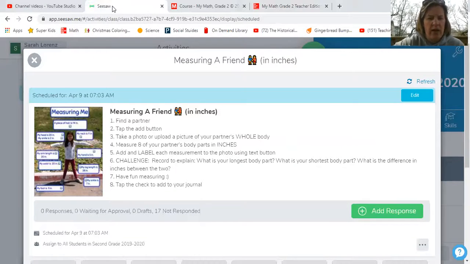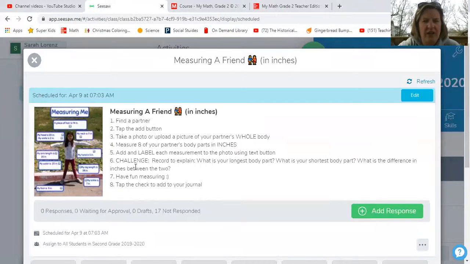So you are going to read those directions, find a partner, tap the add button, take a photo or upload the picture of your partner's whole body. You see how they did that in that example? Measure 8 of your partner's body parts in inches. Add and label each measurement to the photo using the text button. So they did that in all of that there.